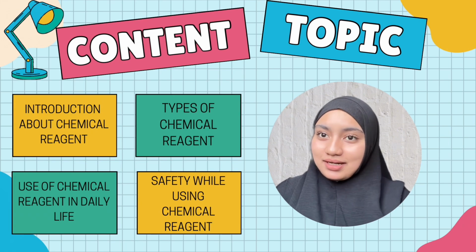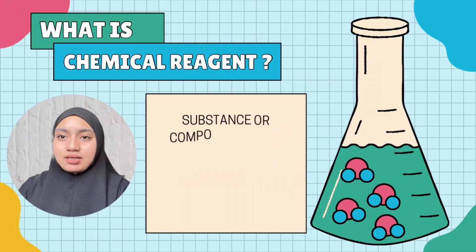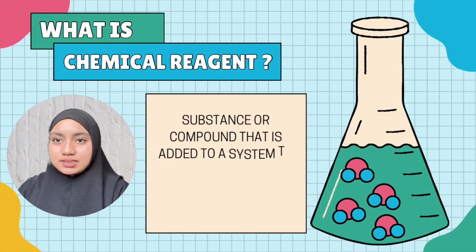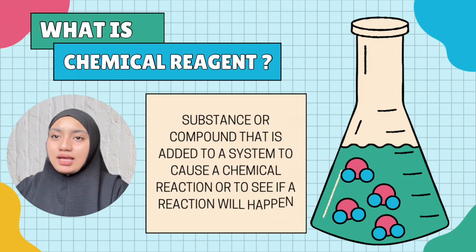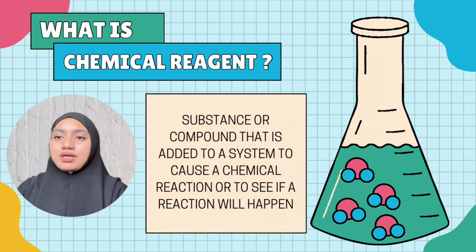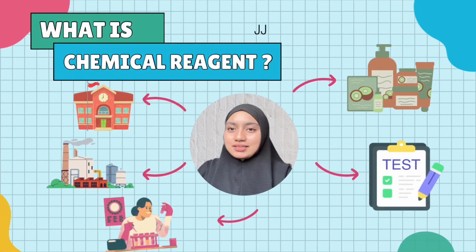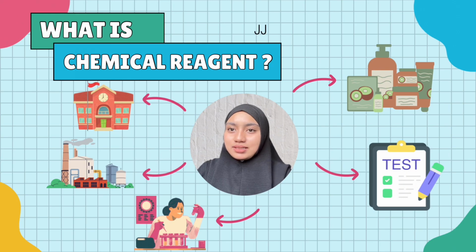So let's get started. What exactly is chemical reagent? In simple terms, a chemical reagent is a substance or compound that is added to a system to cause a chemical reaction or to see if a reaction will happen. You can think of it like a key that opens a chemical door, so it helps to unlock the changes we want to observe. Chemical reagents are often used in laboratories, yes, but that's not the whole story.